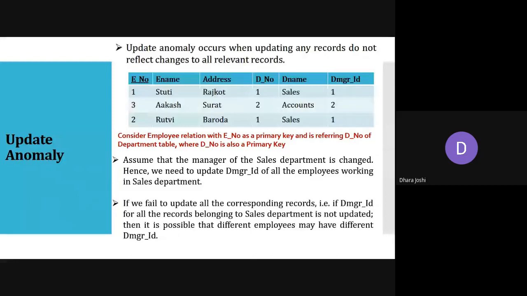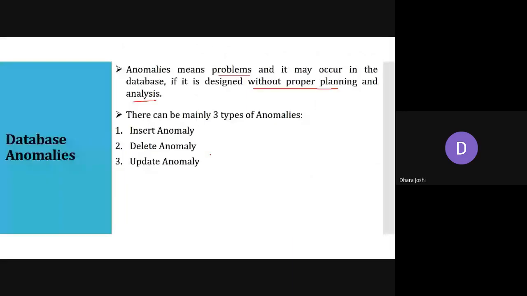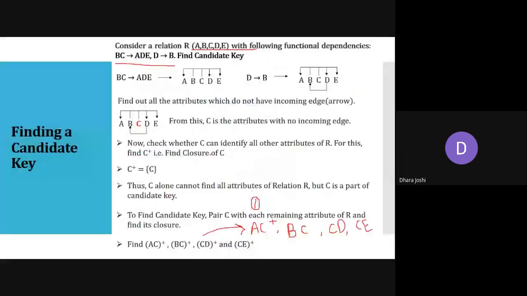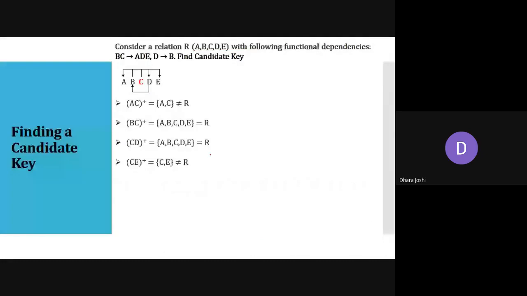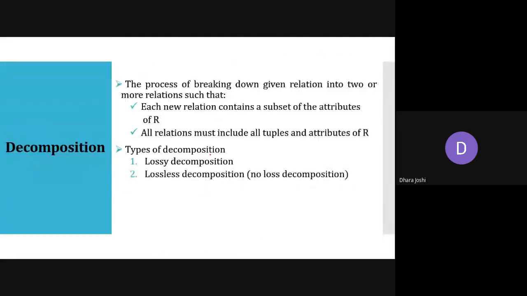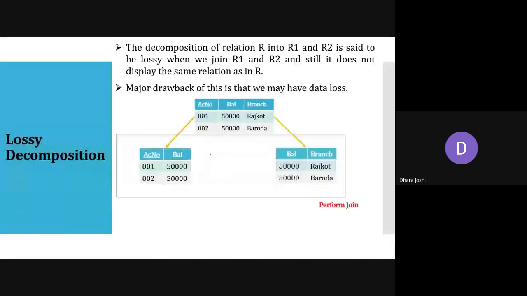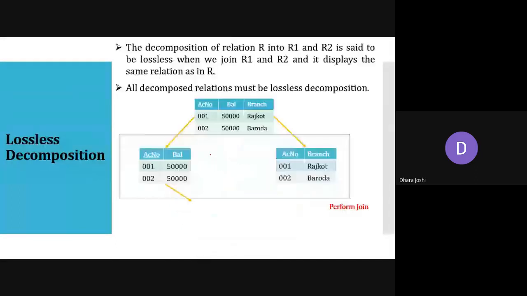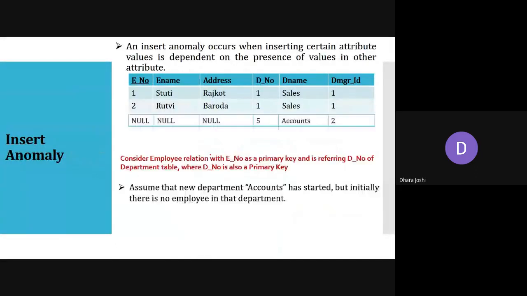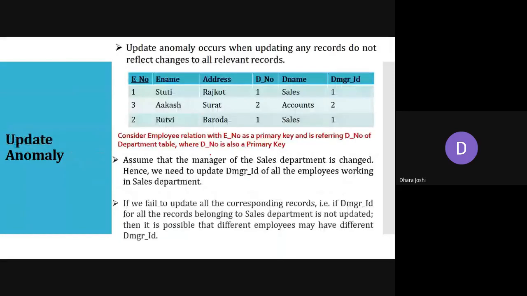Okay, so today we have covered how to find candidate key examples, then decomposition. We have two types, lossy and lossless, and then we started with database anomalies: insert, delete, and update. We have completed till this. In the next lecture, we'll start with normalization, the most important topic for the database subject.